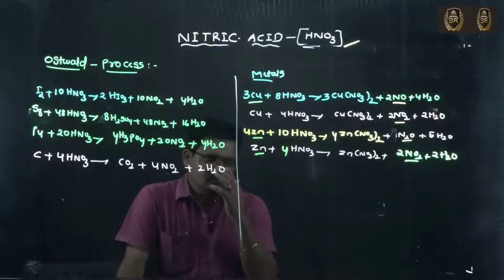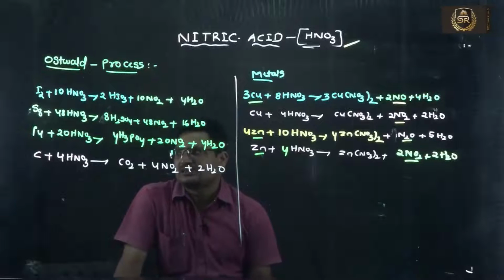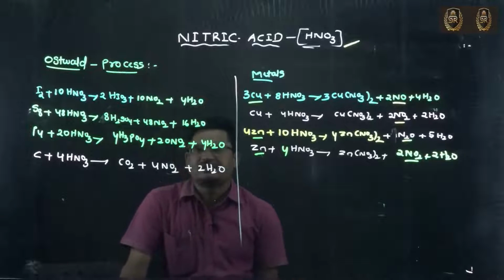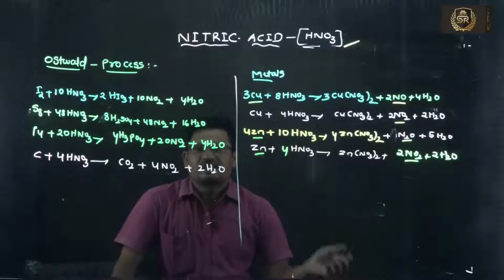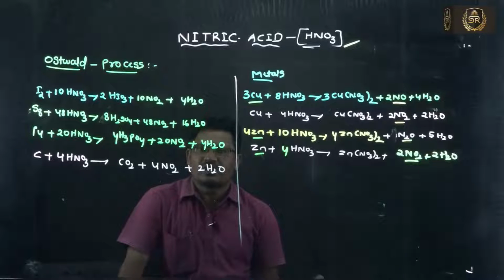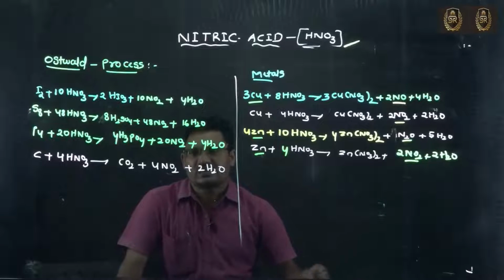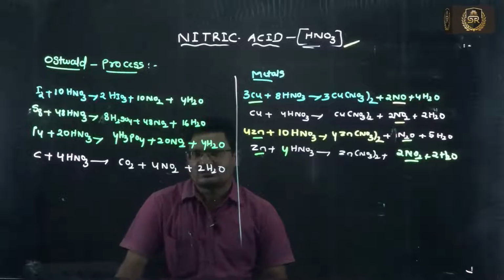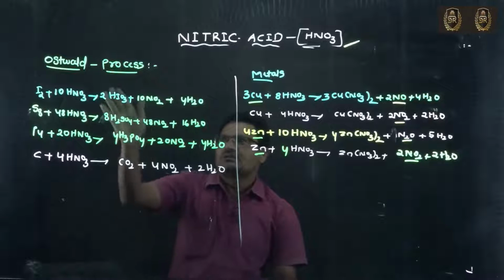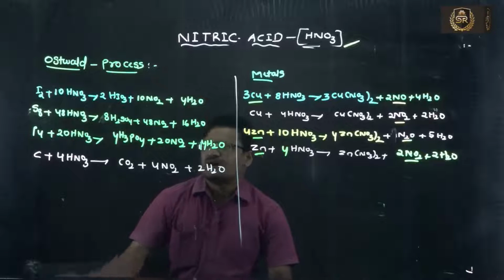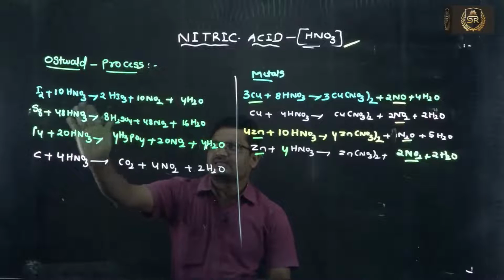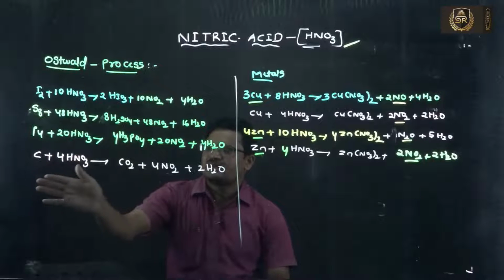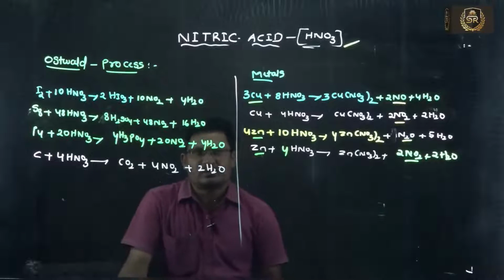This nitric acid is concentrated, to get 68%. That 68% nitric acid is converted to 98% by dehydration with sulfuric acid. So, that is the Ostwald process. What is the Birkeland-Eyde process? Here iodine is converted to iodic acid, sulfur is converted to sulfuric acid, phosphorus is converted to phosphoric acid, carbon is converted to carbon dioxide.